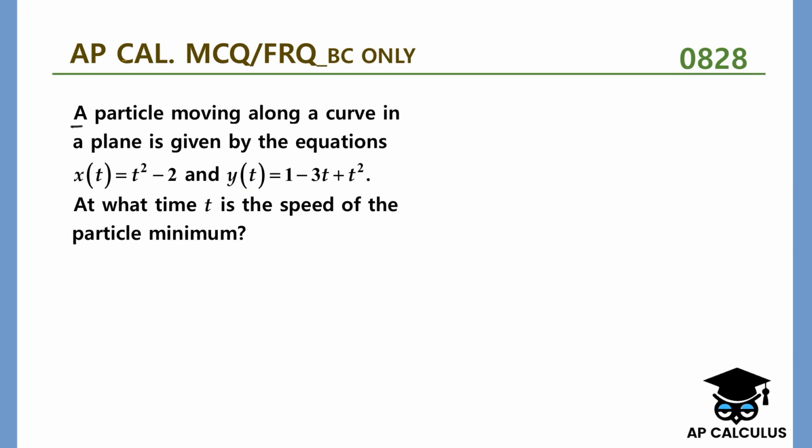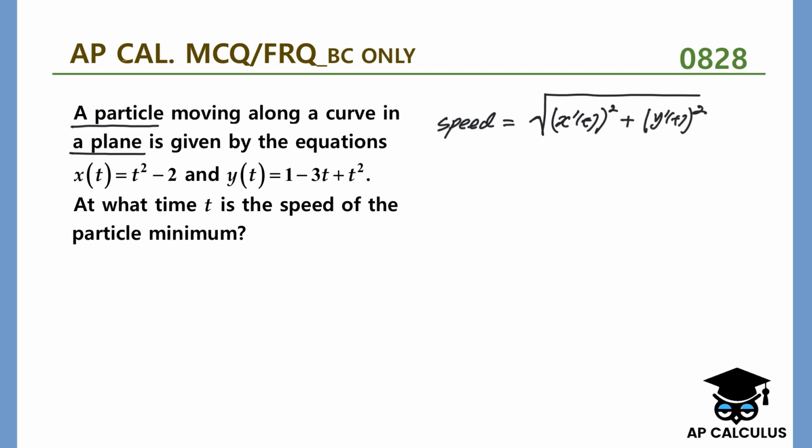Okay, when a particle is moving along a curve in a plane, its speed is given by speed is equal to square root of x prime of t squared plus y prime of t squared, right? Here we have x of t is equal to t squared minus 2. So x prime of t is equal to 2t. Y of t is 1 minus 3t plus t squared. So y prime of t is equal to negative 3 plus 2t, right?